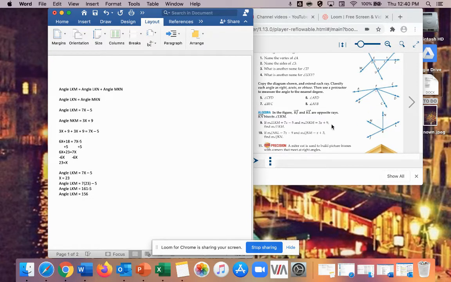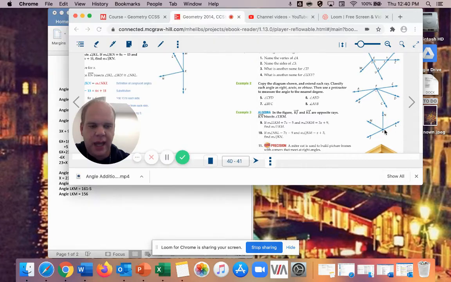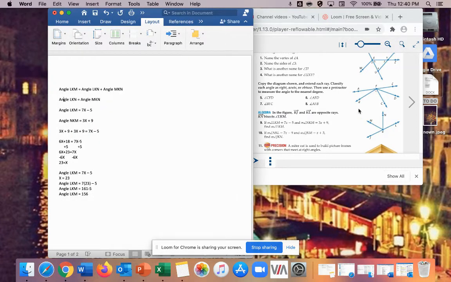We're told in the problem that angle LKM equals 7x minus 5, and angle NKM equals 3x plus 9. So I wrote it out. We've got this angle plus this angle equals the total angle. This is 3x plus 9, this is 3x plus 9, and when you add them together you get 7x minus 5. So 3x plus 9 plus 3x plus 9 equals 7x minus 5. Add your 3x's together, you get 6x. Add your 9's together, you get 6x plus 18, and it equals 7x minus 5.